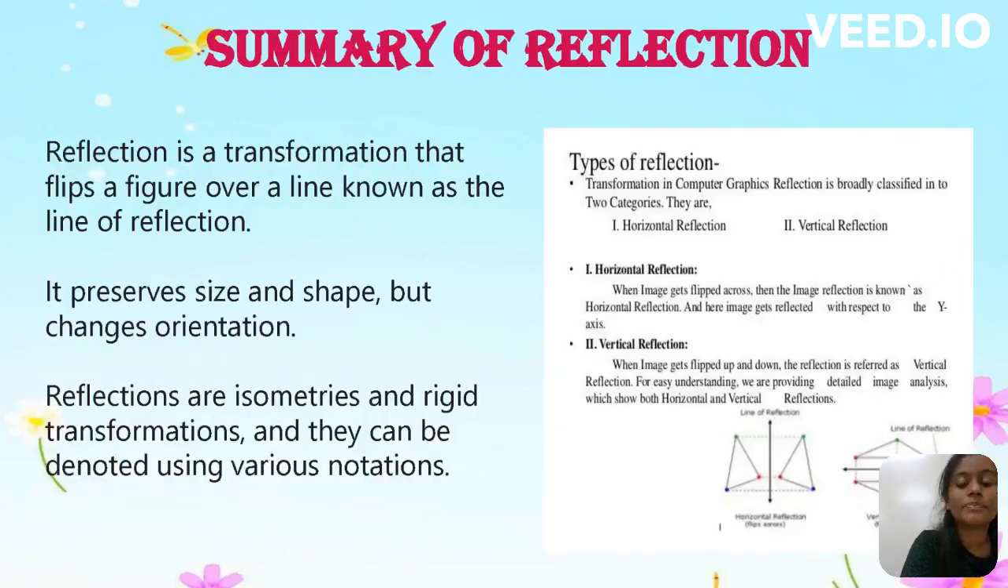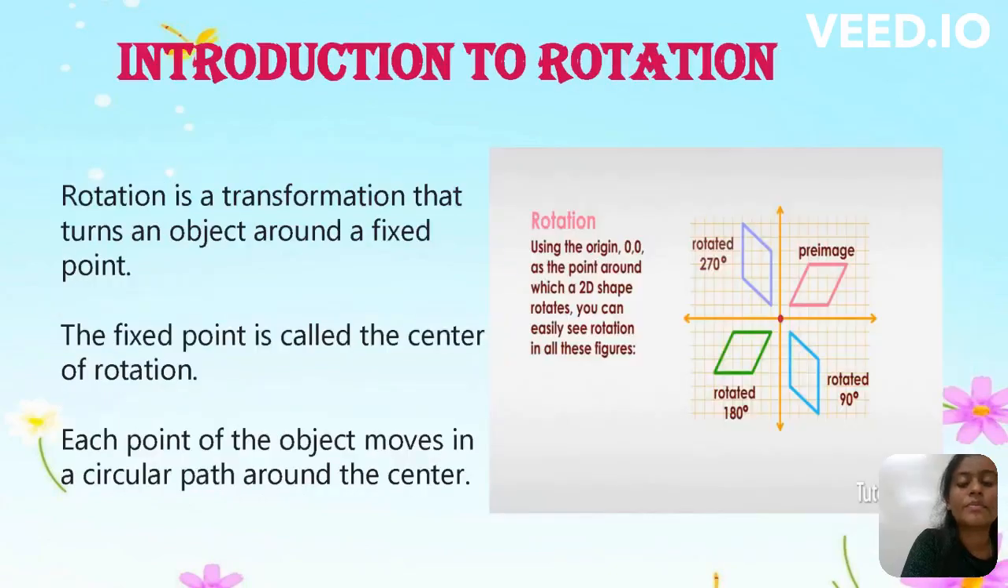Summary on reflection. Reflection is a transformation that flips a figure over a line known as the line of reflection. It preserves size and shape but changes orientation. Reflections are isometric and rigid transformations, and they can be denoted using various notations. Types of reflections are horizontal reflections and vertical reflections.